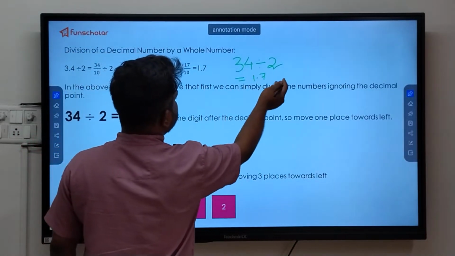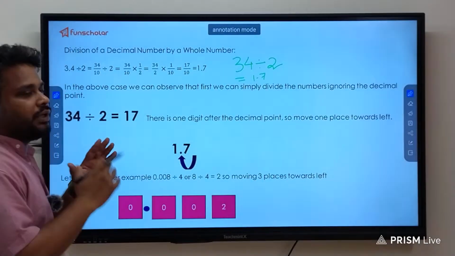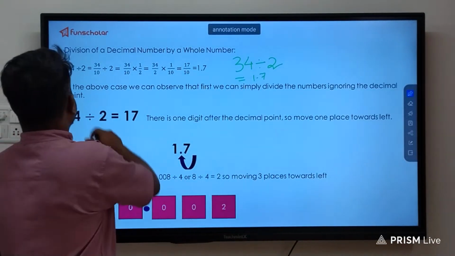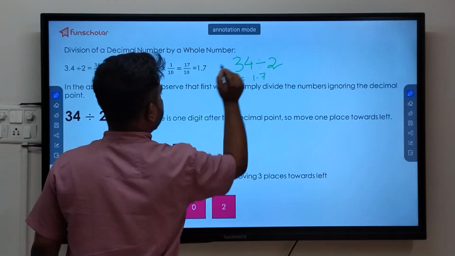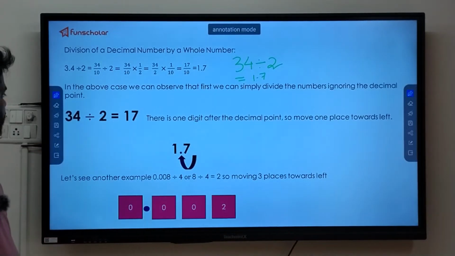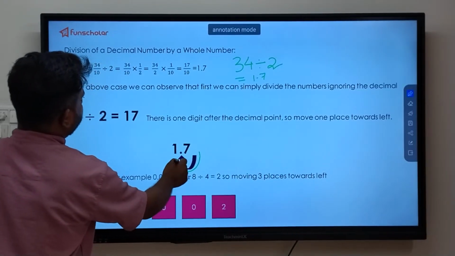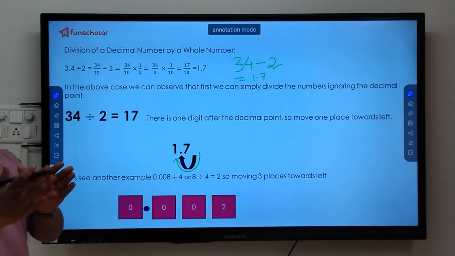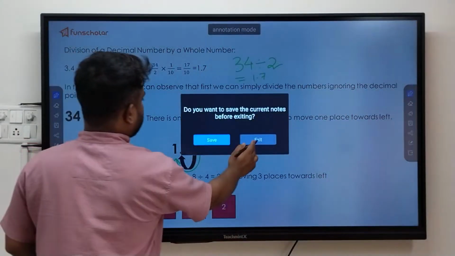Okay, and where does the point come from? We just put the point by counting the digits. From the last number we have only one digit after the point, so we have to put the point between 1 and 7, giving 1.7. So here we are also doing the same process, just putting the point between two numbers. Okay, let's go to the next one.